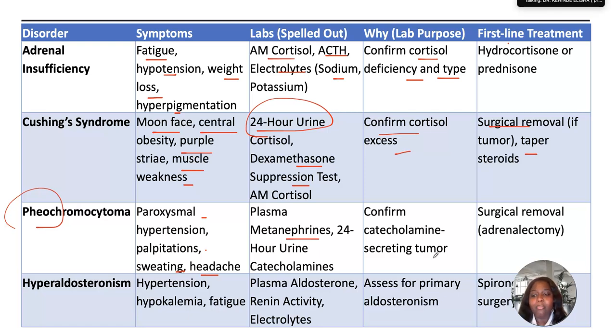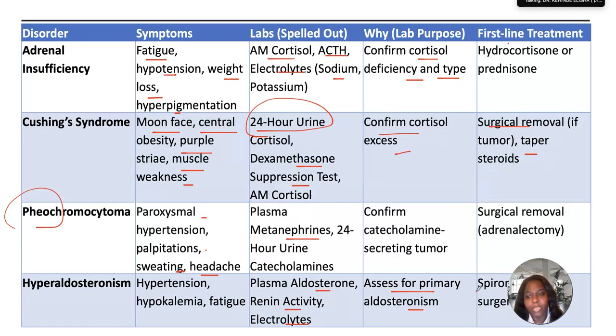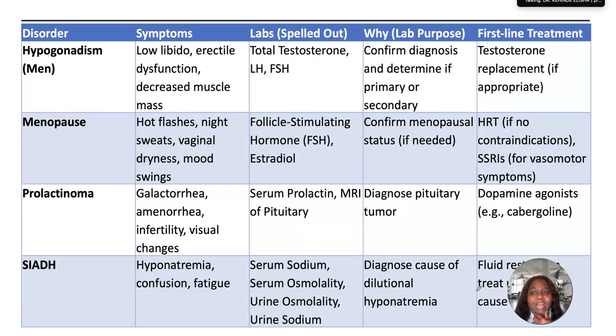What about hyperaldosteronism? Hypertension, hypokalemia, fatigue are things that we see. Plasma aldosterone, renin activity, electrolytes. You want to assess for primary aldosteronism. Spironolactone or surgery are things that we need to use to treat hyperaldosteronism. Then we have hypogonadism. That is in men. We have menopause in women. We have prolactinoma. We have SIADH, and we have diabetes insipidus. We're going to quickly go through each of them.